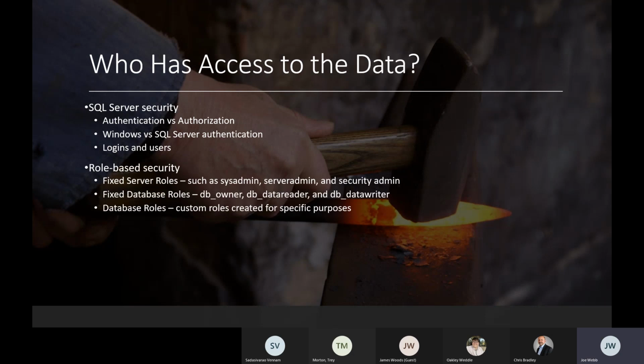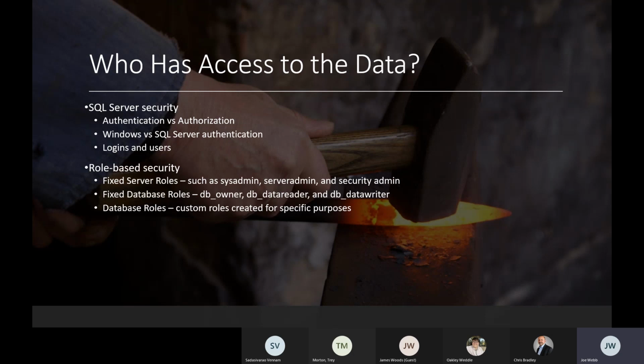So SQL Server, like a lot of software that needs to deal with user accounts and permissions, uses role-based security. And really, we have three different types of roles inside of SQL Server. We have fixed server roles, fixed database roles, and database roles that we can create. The fixed server roles are things like sysadmin, server admin, security admin. There's some others, there's setup admin, and so forth, that have elevated permissions for the SQL Server itself.